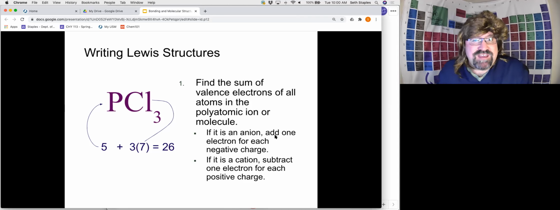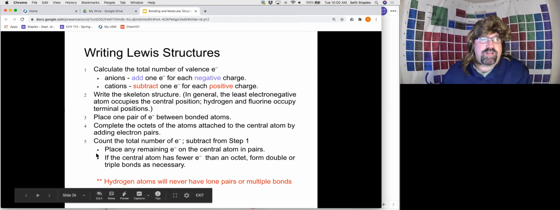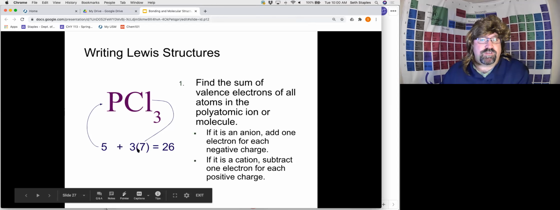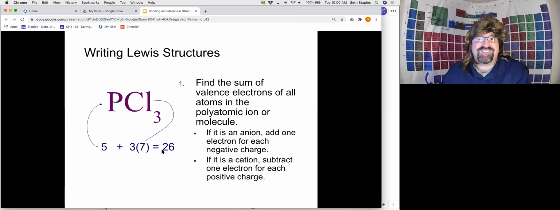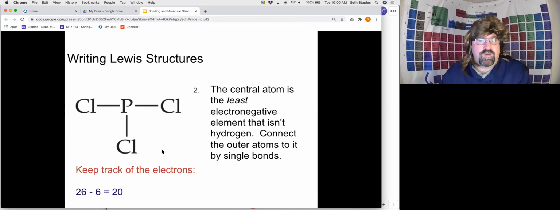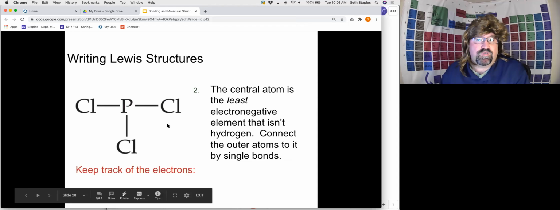So here we have PCl3, phosphorus trichloride. So again, we're going to count up our valence electrons, 5 from phosphorus, total of 21 from chlorine, 3 times 7. So 26 electrons total for PCl3. We're going to start with our least electronegative atom in the center, and connect everything else by single bonds. We've now used 2, 4, 6 of our electrons, so we have 20 more electrons to place.